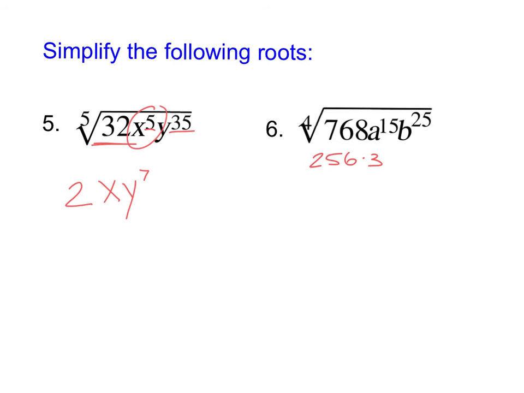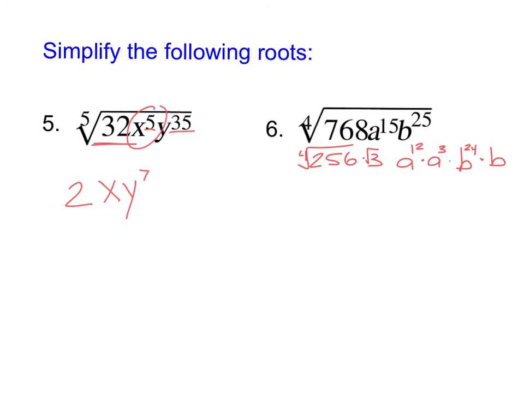A to the 15th. So now I'm looking for a multiple of 4 just under 15. So that's a to the 12th times, because it goes in 3 times, right? 4 goes into 15 3 times, right? 4 times 3 is 12. And then we have 3 left over. And then our b's, b to the 24th times b. Okay. So that's how I'm breaking this down, and all of these are 4th roots, right?